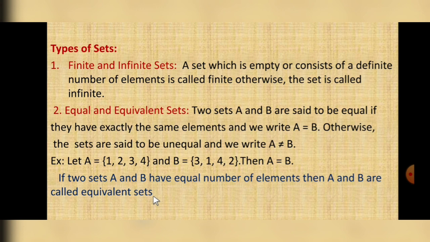So if you want to compare two given sets, and there are two elements in the first set and two elements in the second set, then we call those two sets equivalent. So this is the difference between equal and equivalent. Equal means exactly the same elements. Equivalent means only the number of elements is the same. Those elements may be different, but the total number of elements is the same. Such sets we call equivalent sets.